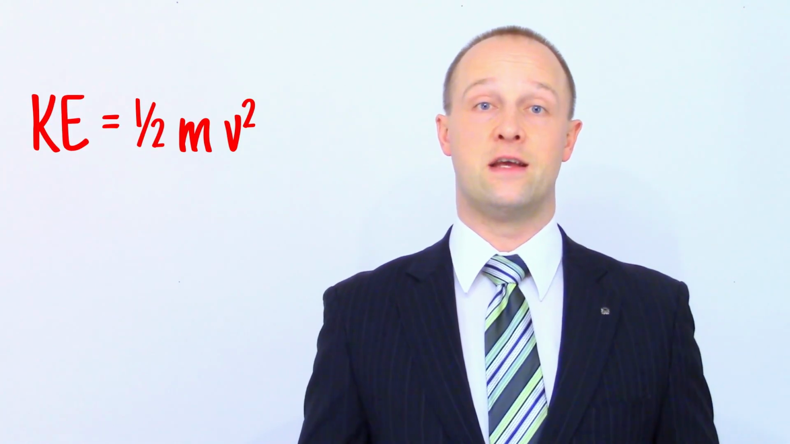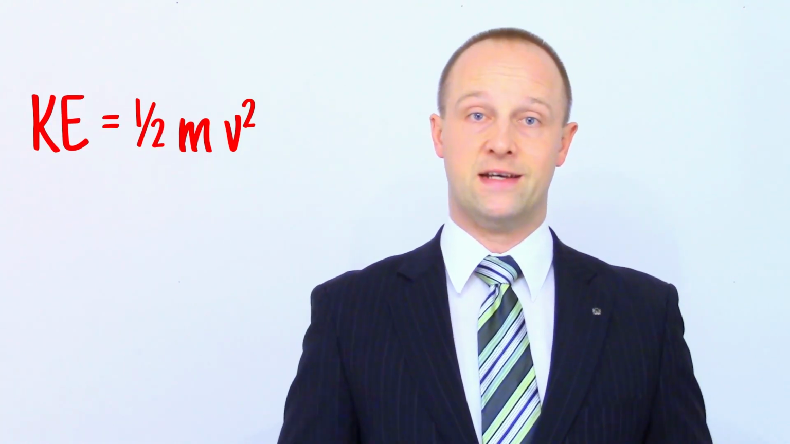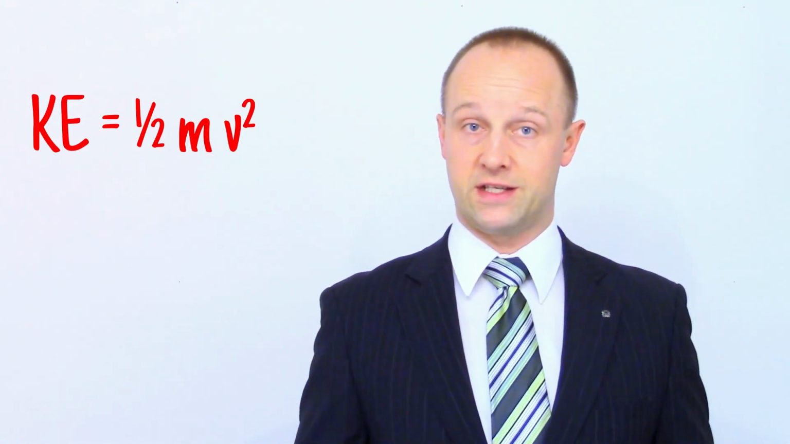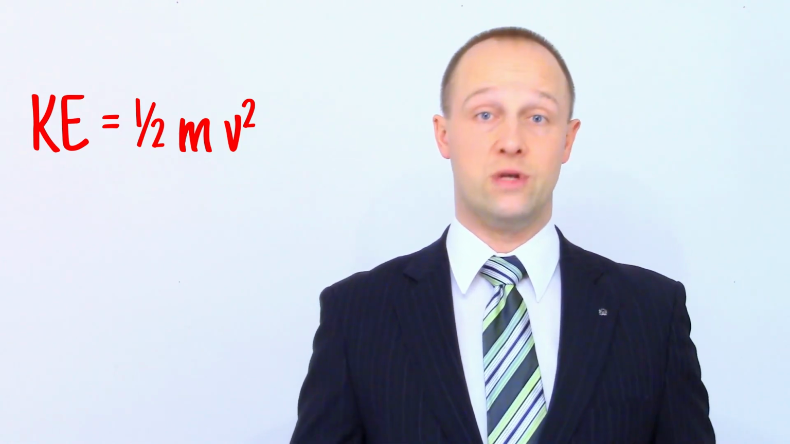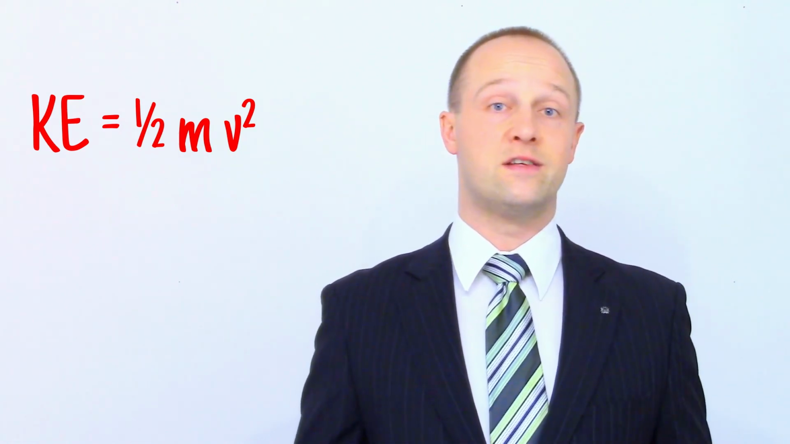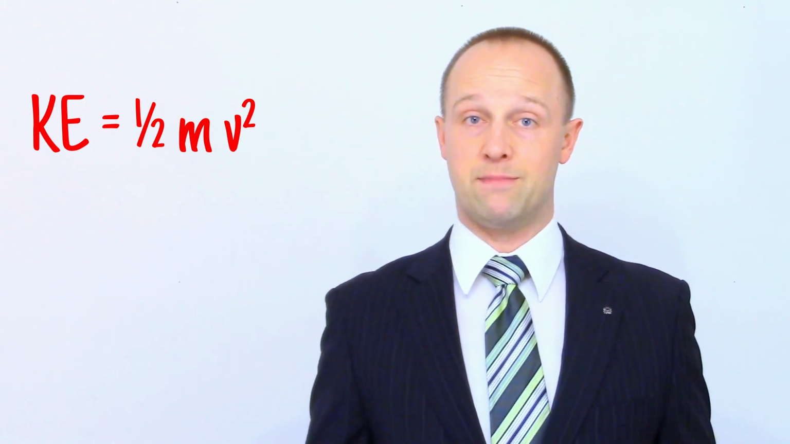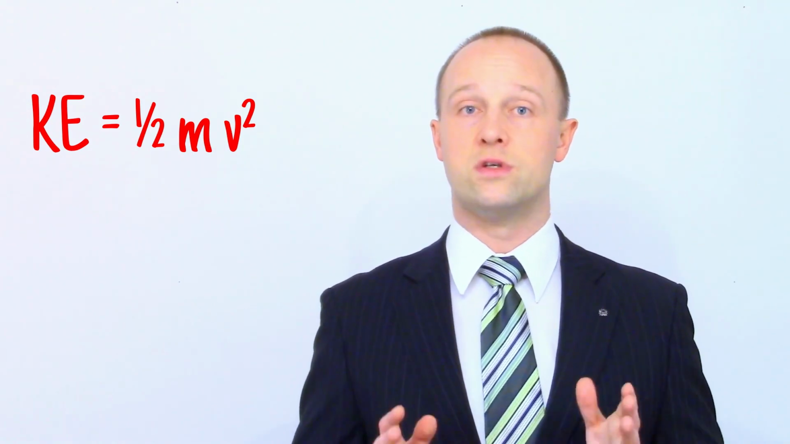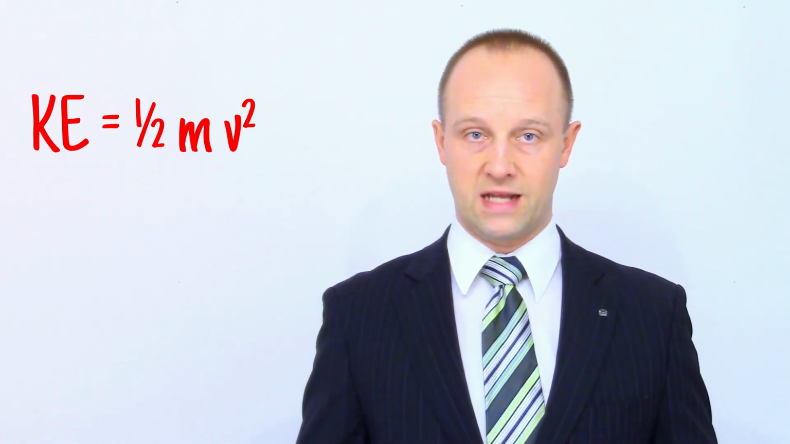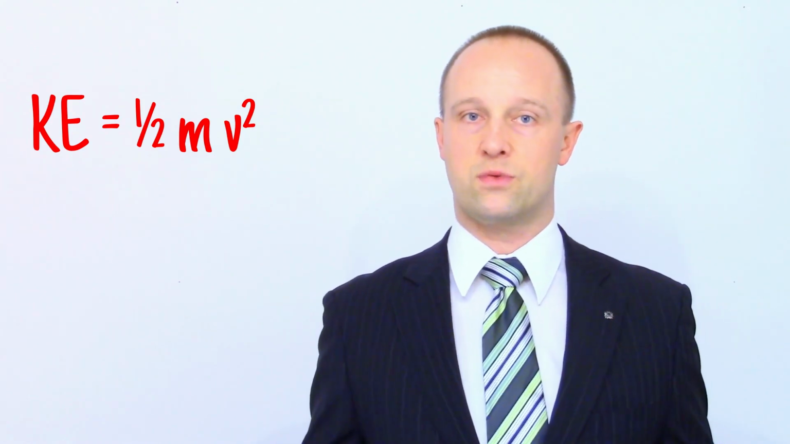The equation for kinetic energy is kinetic energy equals half times the mass times the square of the velocity. This is an equation you need to learn. The way this is represented varies from exam board to exam board. There's no single standardized way to represent it, which physicists all over the world have agreed on.